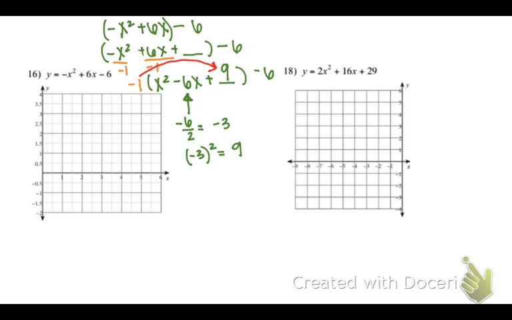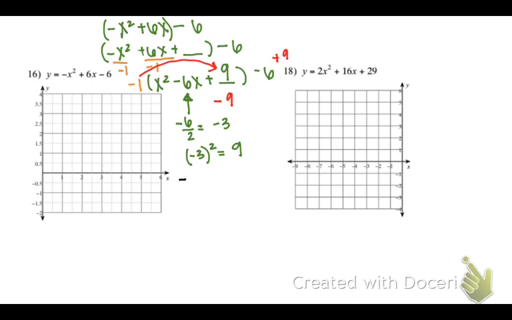Negative 1 times 9 is negative 9. So this is really the same as subtracting 9, so I'm going to plus 9 on the outside here. Okay, hopefully that makes sense. So then if I was to simplify this further, I'll do it in black now.